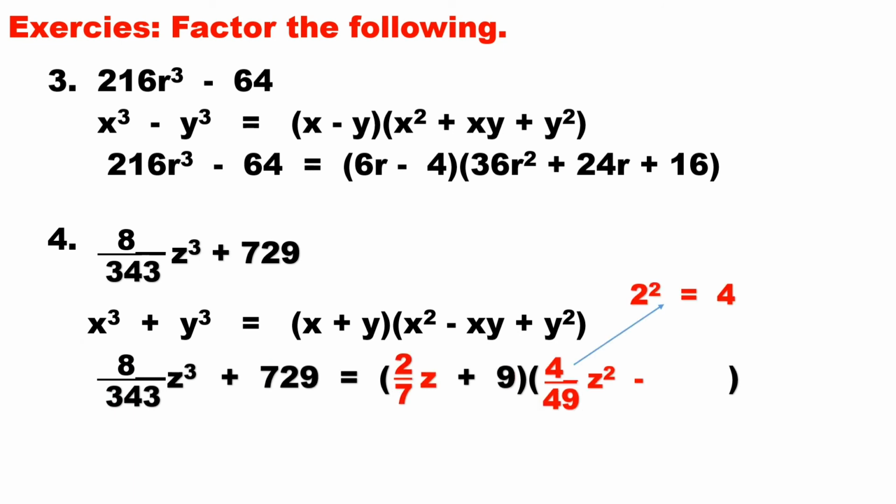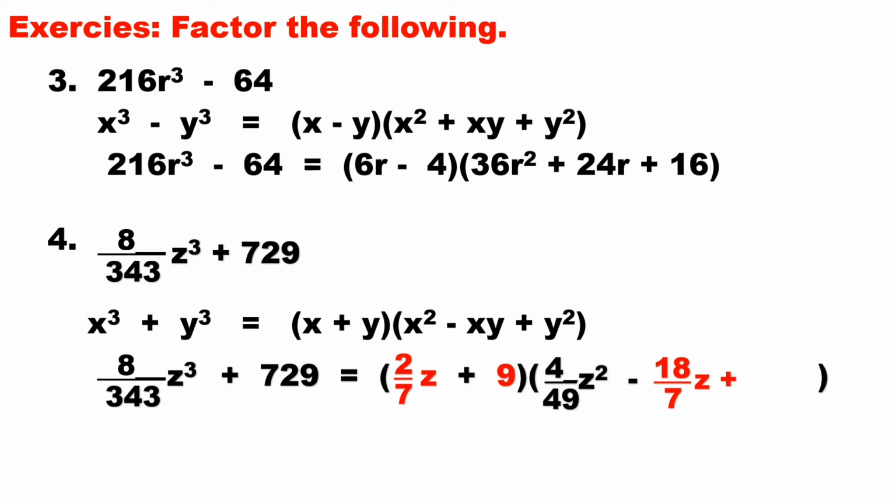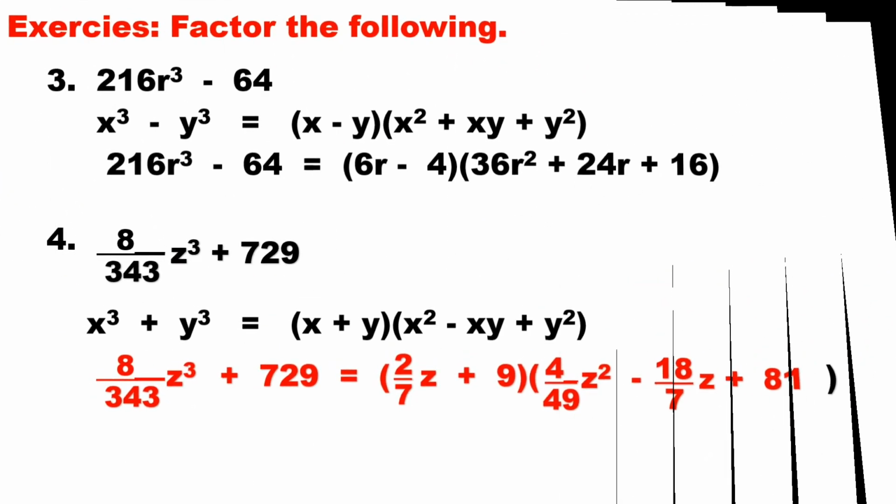To get its trinomial factor, the square of quantity 2 over 7z squared equals 4 over 49z squared. Minus 2 over 7 times 9 equals 18 over 7. Plus 9 squared equals 81. Therefore, the factors of 8 over 343z cubed plus 729 equals quantity 2 over 7z plus 9, quantity 4 over 49z squared minus 18 over 7z plus 81.